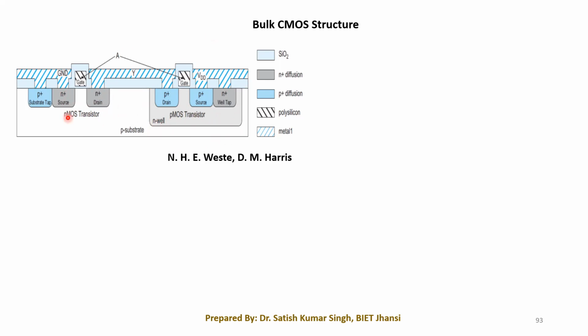So basically this particular circuit is our CMOS transistor, and basically it is denoting the inverter. Okay, this is basically your inverter.